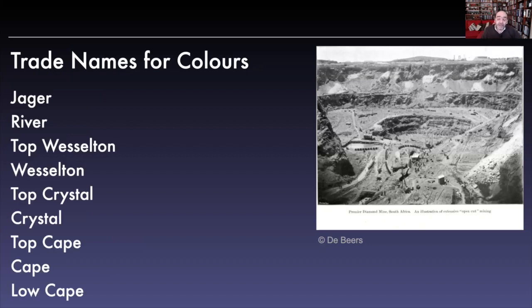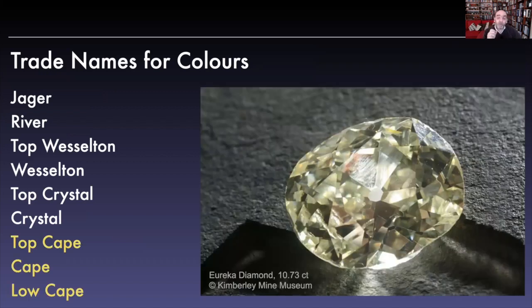A lot of trade names of color descriptors related to mining were being used in the trade in the late 18th century. And the word Cape was related to slightly tinted yellow stones like this one that you see on your screen. This is the Eureka diamond, the very first one found in South Africa. It's now part of the Kimberley Mine Museum. If you go there and visit the Big Hole, which is the mine, you can actually see the Eureka diamond that was bought by the South African government not that long ago. And so Cape is related to yellow stones.